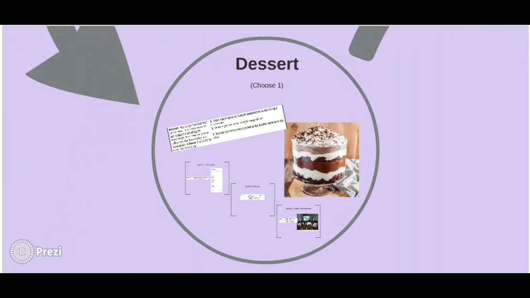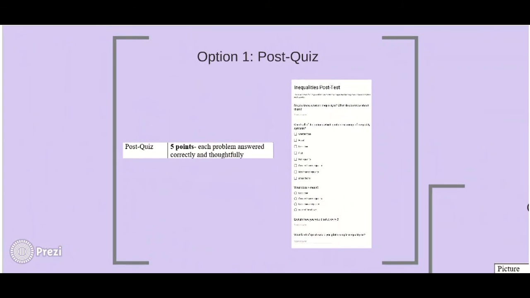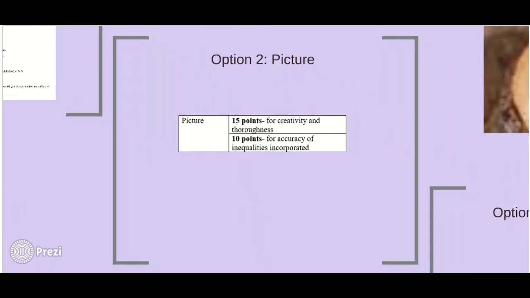And the dessert is worth 25 points, and they can choose between the post quiz, presenting their video, and a quick write. So the post quiz is exactly like the pre-quiz that was on Google Forms, and there's 5 questions, and you get 5 points for each problem that's answered thoughtfully and correctly.